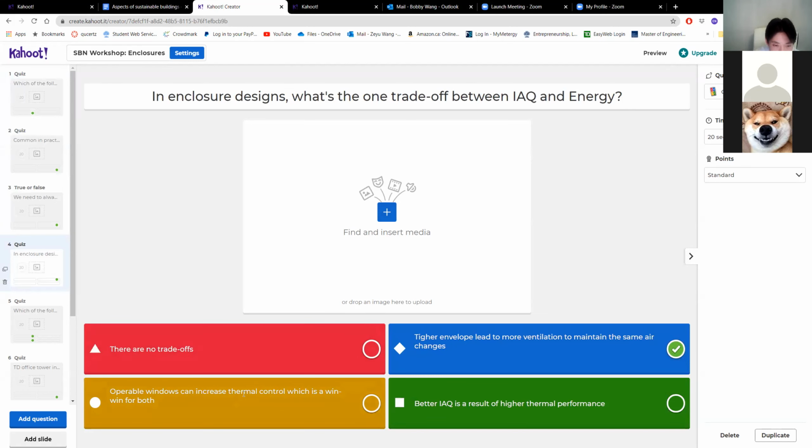An operable window can increase thermal control, which is a win-win for both. It's a win-win for human control, or maybe for indoor air quality, but it can be a penalty for energy performance. And better IEQ is a result of higher thermal performance. It's not necessarily true. You can have it, but it's really a balance between those two things.